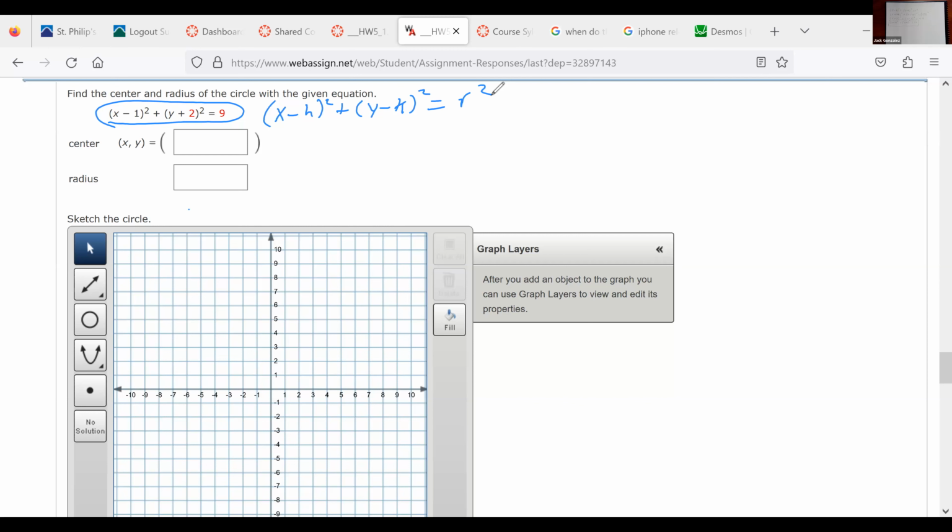So we said that the center is always (h, k). So it's always opposite of whatever's in here. So if we have a -1, h has to be positive. K is 2, so it has to be negative. Okay. That makes sense?